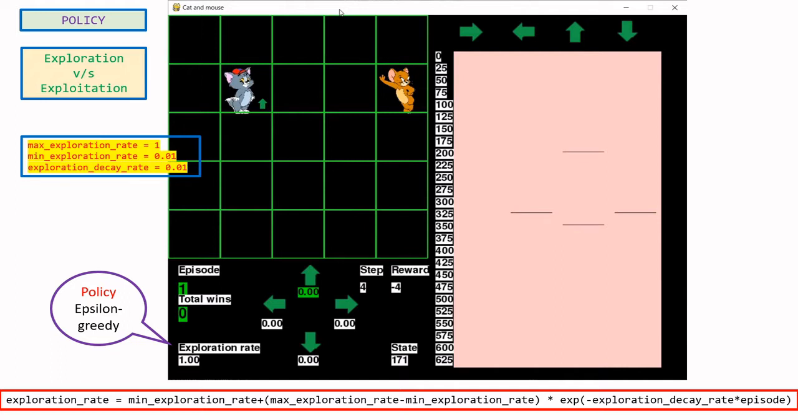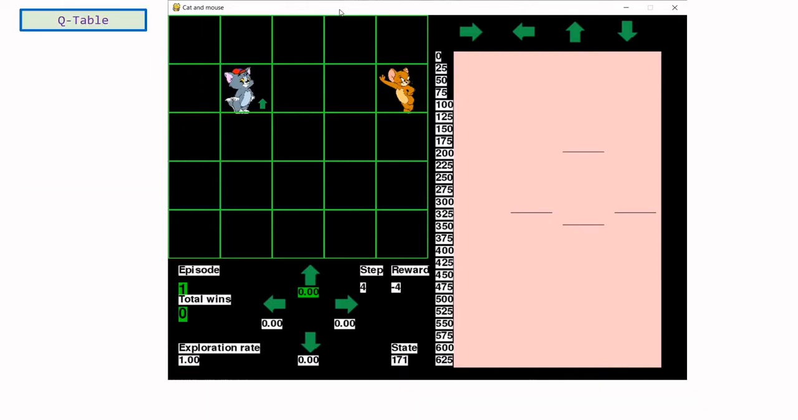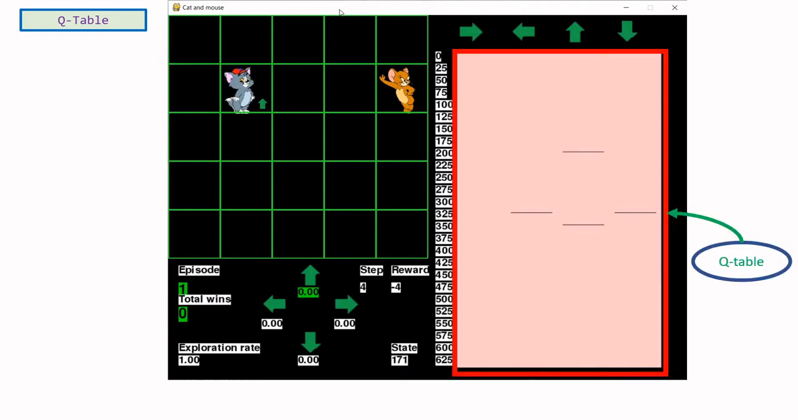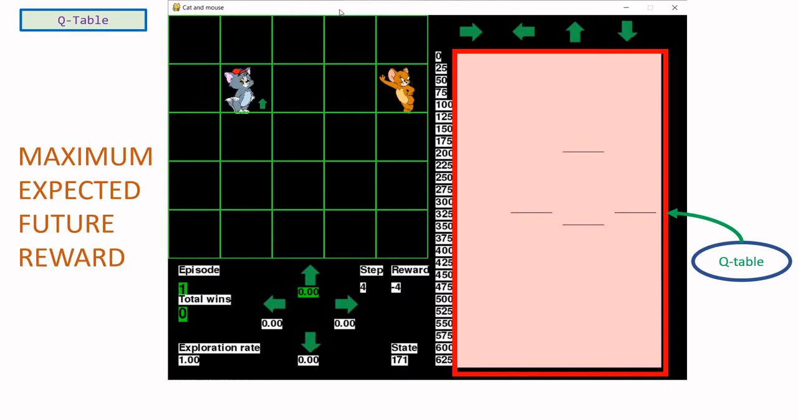Let's now understand Q table. What is a Q table? Q table is just a fancy name for a simple lookup table where we calculate the maximum expected future rewards for action at each state. Basically, this table will guide us to take the best action at each state. Moreover, it will also tell us how likely are we to succeed if we take a given action.